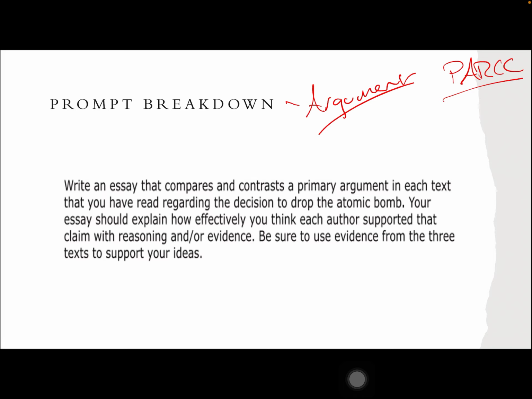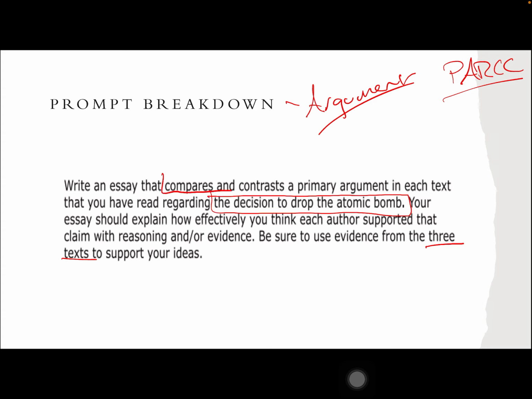It says, write an essay that compares and contrasts a primary argument in each text that you have read regarding the decision to drop the atomic bomb. Your essay should explain how effectively you think each author supported that claim with reasoning or evidence. Be sure to use evidence from the 3 texts to support your ideas. Okay, so we already know based on this that there are going to be 3 texts, and that the topic is going to be the decision to drop the atomic bomb, right?